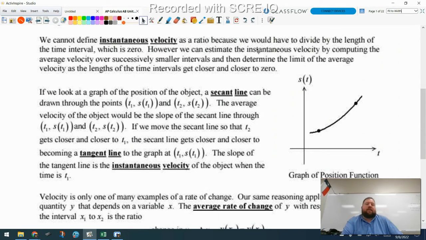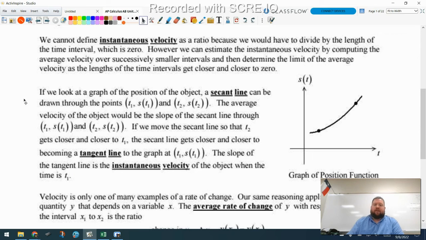That process is going to be, we're going to estimate the instantaneous velocity by computing the average velocity over smaller and smaller intervals, which will eventually have the intervals get closer and closer to zero. So let's see what we're talking about here on a graph.